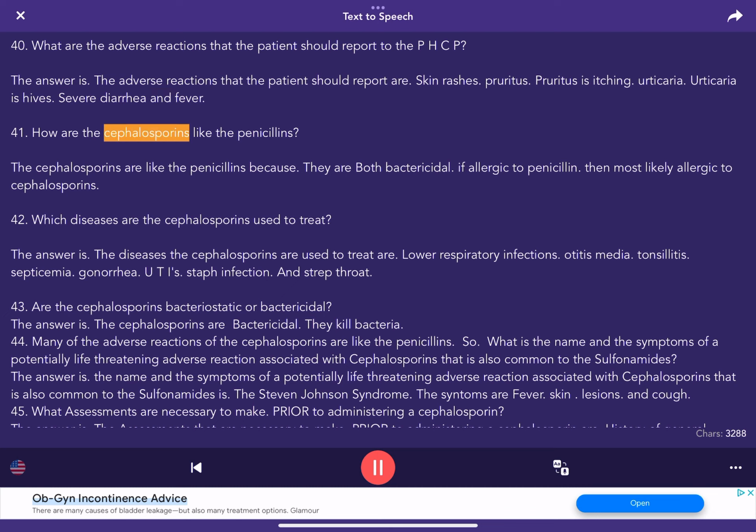41. How are the cephalosporins like the penicillins? The cephalosporins are like the penicillins because they are both bactericidal. If allergic to penicillin, then most likely allergic to cephalosporins.